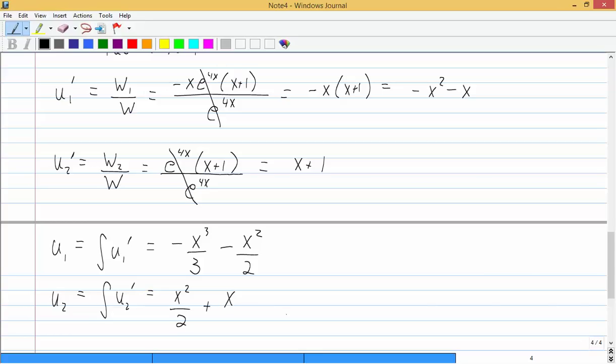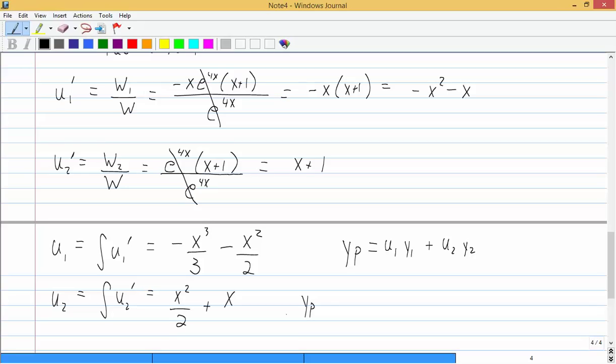All right. Now, our y sub p is going to be equal to u sub 1 times y sub 1 plus u sub 2 times y sub 2. All of those, the u sub 1 and y sub 1, could be written as u sub 1 of x, y sub 1 of x, u sub 2 of x, y sub 2 of x. They all mean the same thing. Alright, that's how we get our particular solution.